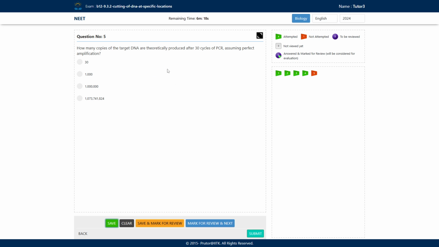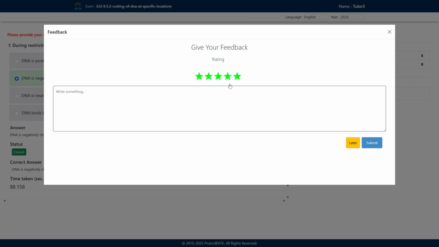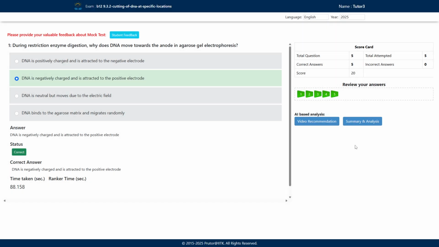Assume that N naught is 1, that initially we have only one DNA, so N equals 2 raised to the power n, where n is 30. If you calculate 2 raised to the power 30, the answer will come out to be this. So this is the answer. Let's save it and submit. We got all the answers correct. Thank you.